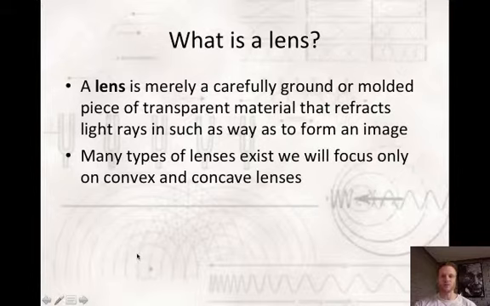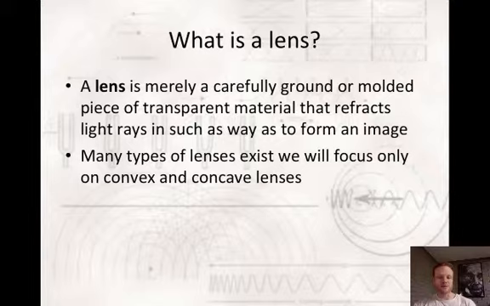First question is, well, what the heck is a lens? A lens is basically a ground or molded piece of material, whether it be glass or plastic, that refracts light in such a way as to form an image. And so lenses are used in things like glasses, microscopes, telescopes, all that good stuff. Basically, a lens takes light and focuses it in a way that is useful. Okay, so whether it's magnifying something, shrinking something, whatever the case may be.